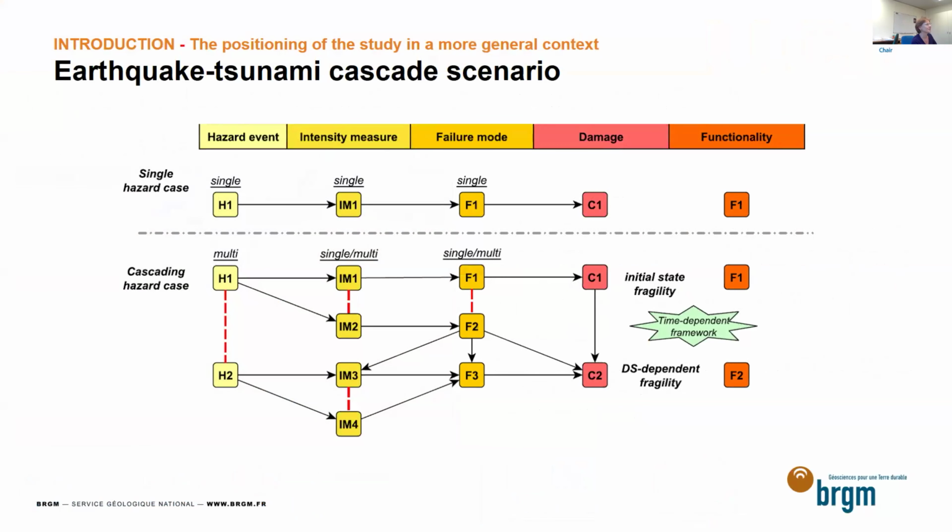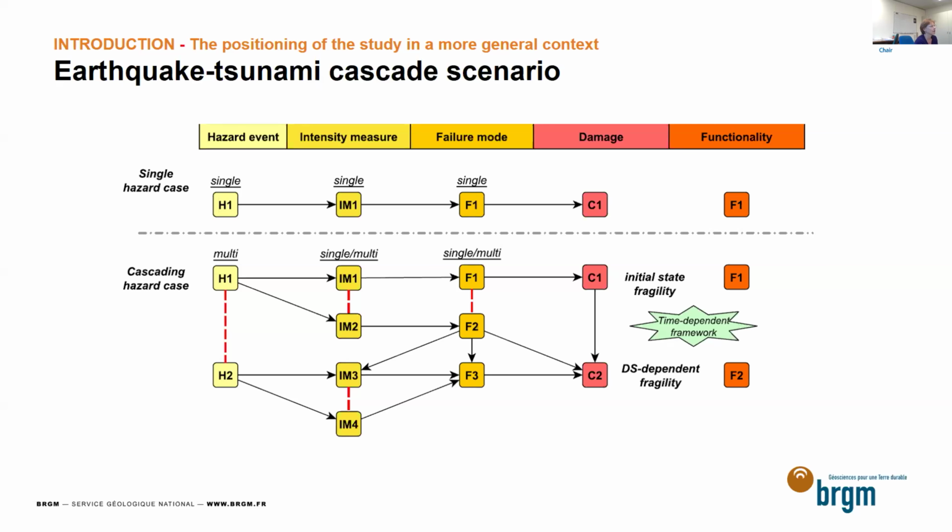Okay, so this is just to make a position of our study in a more general context. We can see here several steps that we need for a scenario. On the top of the figure, we can see a single hazard case in which we have a hazard event and then an intensity measure of failure mode damages and functionalities. So when we don't have a cascade scenario, we can have just one single hazard, and then we can go to one intensity measure and so on.